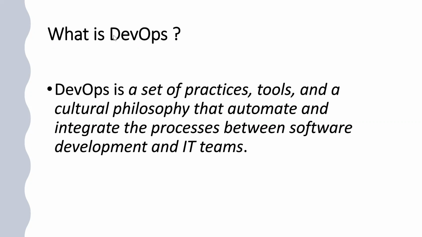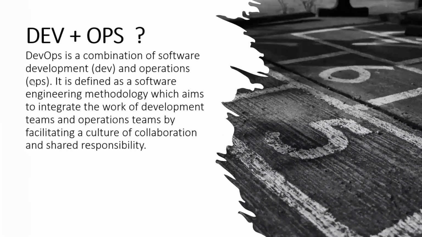Remember, guys, there is a dev team and an ops team. The dev team writes the code as per their requirements. Ops is the IT teams, which could be the networking team, the storage team, or any other team. The DevOps engineer is responsible for building a process between the development team and the IT teams.